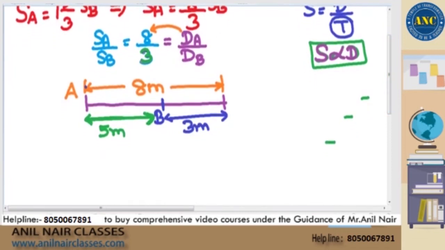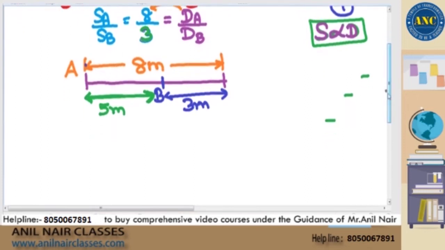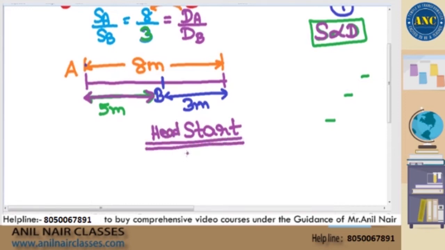According to the ratio, A is giving B a head start of how many meters? 5 meters. According to ratio, it is 5 meters. Similarly, according to the ratio, the length of the race is how many meters? It is 8 meters. According to ratio, it is 8 meters.